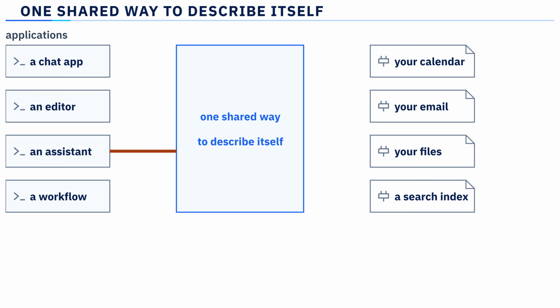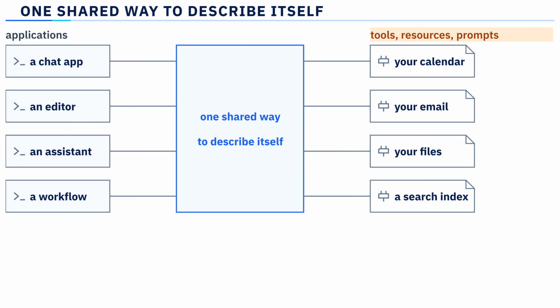Take that same pair. The assistant now learns the one shared way and speaks it to the plug, once. And your email describes itself in that same way to that same plug, once. The pair is connected again, but neither side had to know about the other. Every other application learns that same one way, not a special connection for each one, just the one. And every tool describes itself once.